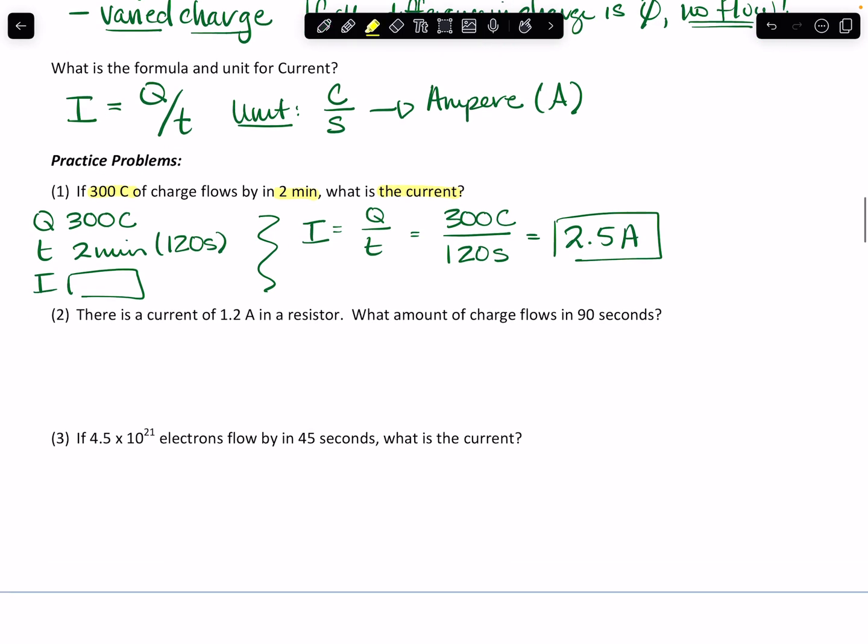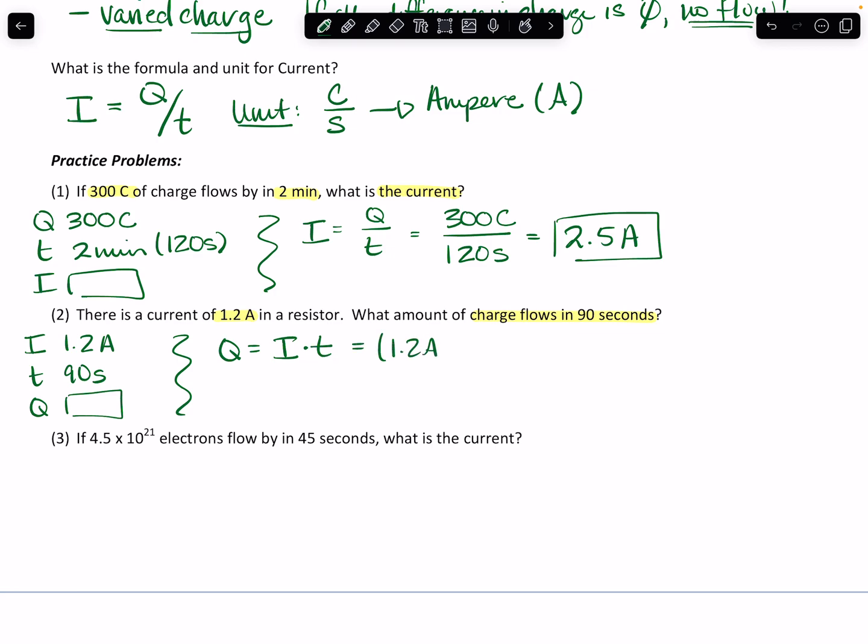Let's try another one. There's a current of 1.2 amps in a resistor. What is the amount of charge that flows in 90 seconds? This time I know the current, 1.2 amps. I have a time value of 90 seconds, and I'm asked to find the charge. If I look at my formula and rearrange, the charge is equal to the current times the time.